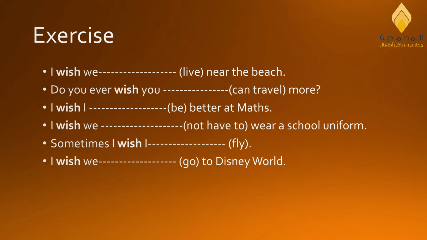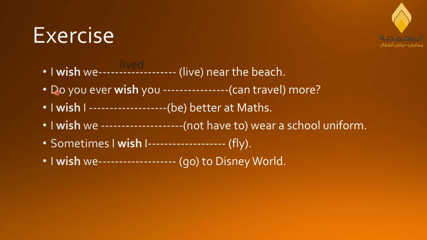Now let's have a look at this exercise. It is part of your I wish worksheet. 1. I wish we dash live near the beach. We agreed that sentences that start with I wish show something that you want to be different, or show your wishes. We have to use verb 2 from the verb between the brackets. What's the verb 2 of live? Yes, lived. So the sentence becomes, I wish we lived near the beach.